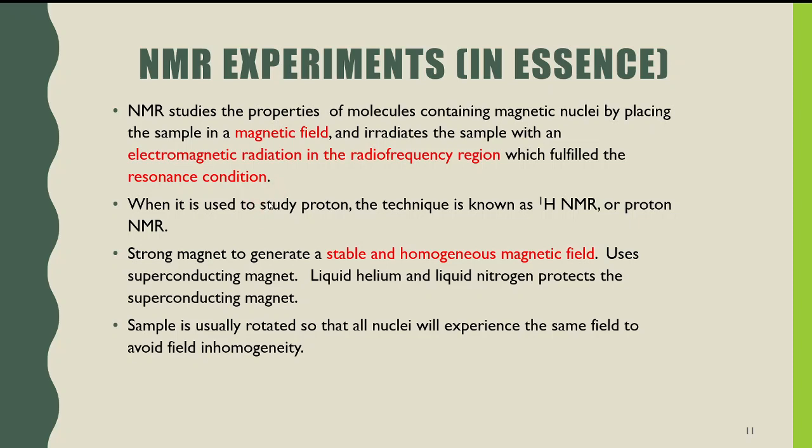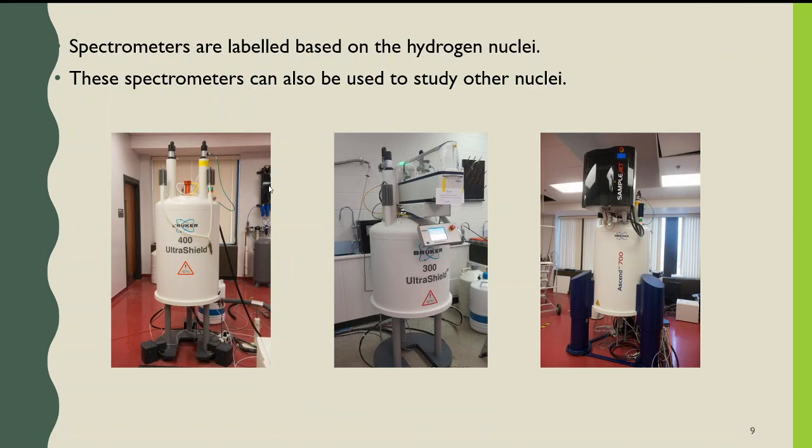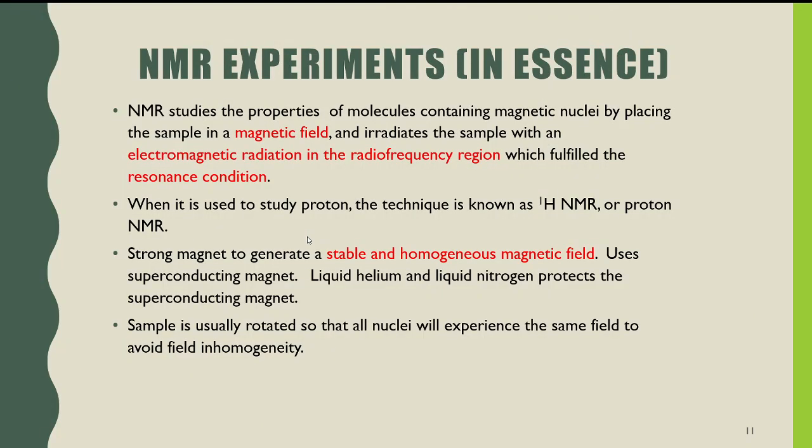I also need to highlight, now that I remember, that just because the spectrometers are labeled 400, 300, 700 based on the proton nucleus, it doesn't mean that you can only run proton NMR. You can run any other nuclei, and this is just a labeling. As soon as you run another nucleus, the Larmor frequency will definitely change.